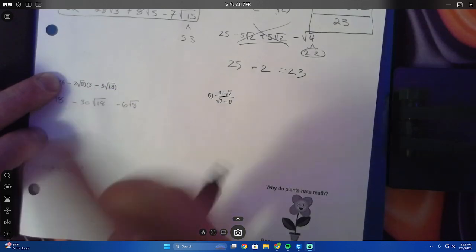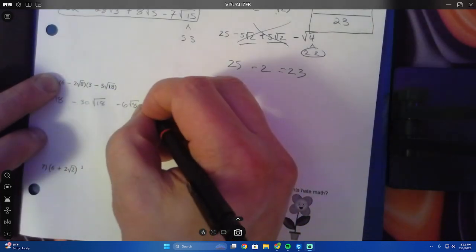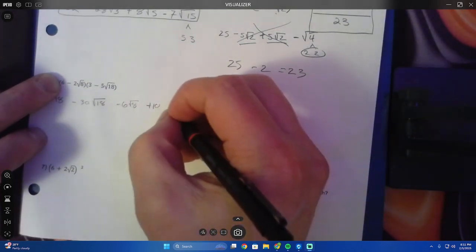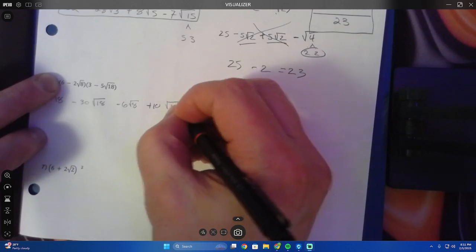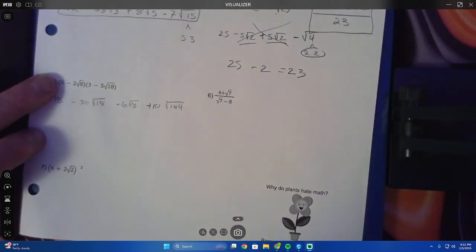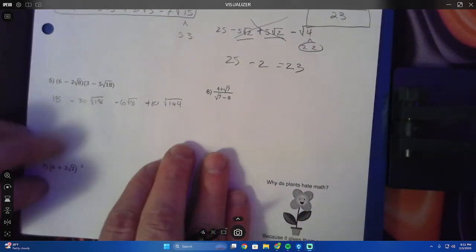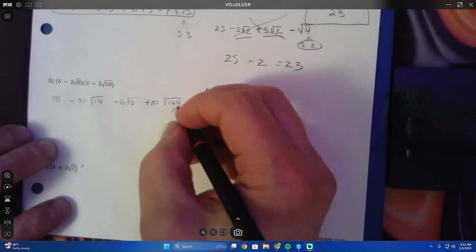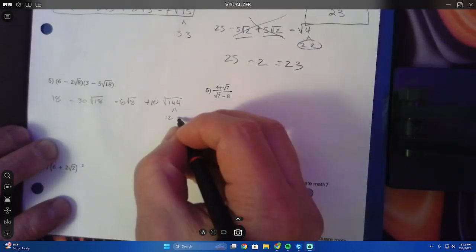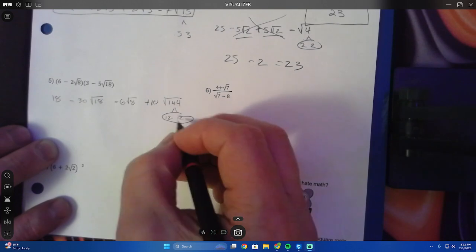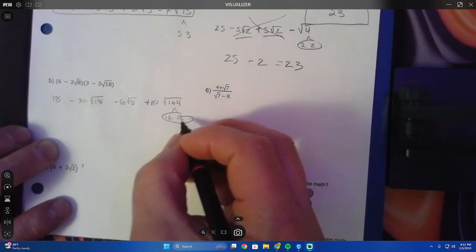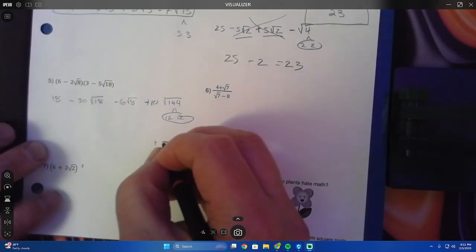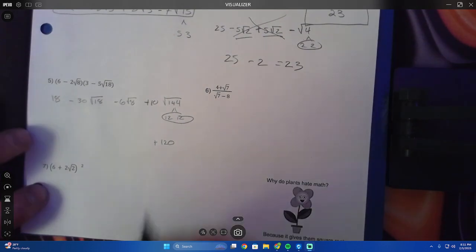Negative 2 root 8 times negative 5 root 18. That gives me a plus 10 when I do negative 2 times negative 5. 8 times 18, when I plug that into my calculator, I get 144. And now I am not done with this problem. I need to check these radicals and see if I can simplify them. Already 144 is jumping out to me, that's 12 times 12. So when I take that square root of 144, this 10 is going to get multiplied with the 12 out in front, and I'm going to be left with 120.